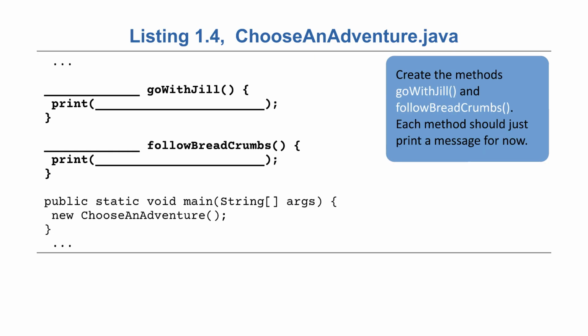Finally, create the methods Go with Jill and Follow breadcrumbs. Each method should just print a message for now. Run it. What happened? If you choose the option to go up the hill, you should get the newly added story with 2 more options. Choosing either of the 2 new options should print a statement confirming that it called the selected method. If you entered anything other than A or B, it should have printed the same Going Up the Hill story again.